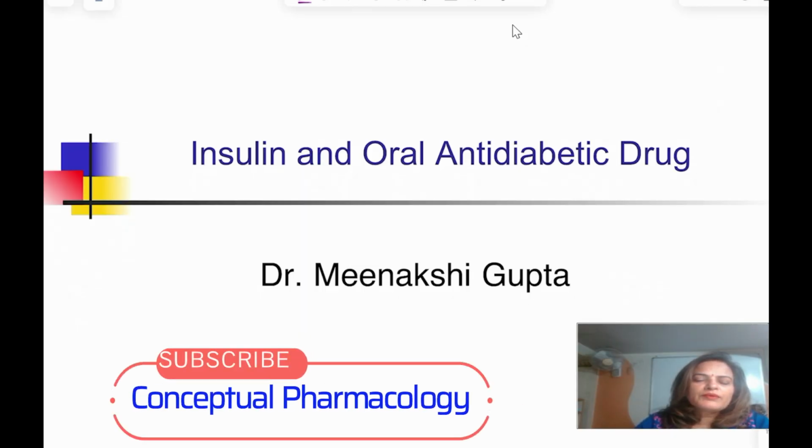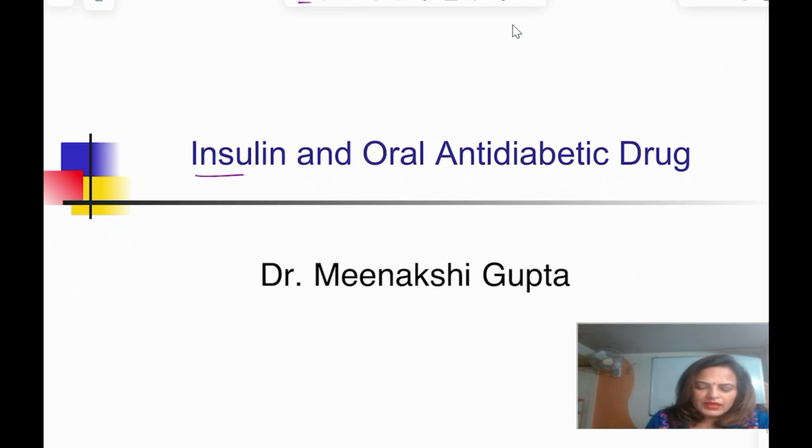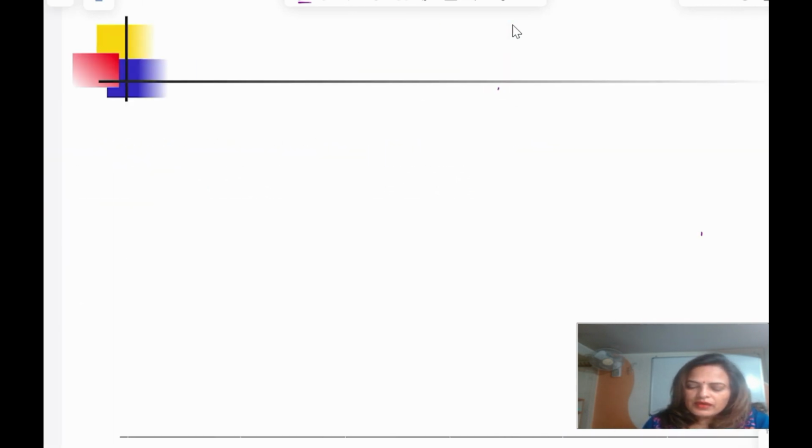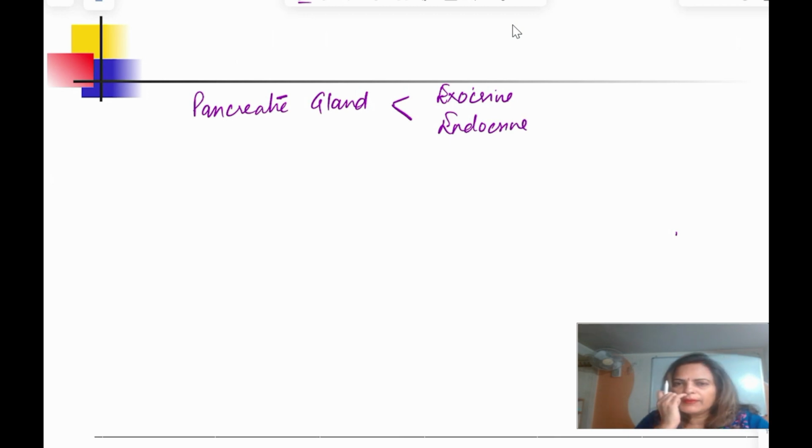Hello everyone, today I am going to start another topic of pharmacology, that is insulin and oral anti-diabetic drugs. जब भी insulin की बात आती है, from where this insulin comes, it comes from the pancreatic gland. So this is the gland which is having both the part, both exocrine and endocrine gland. The only gland which is having both exocrine and endocrine tissues, it is only the pancreatic gland.